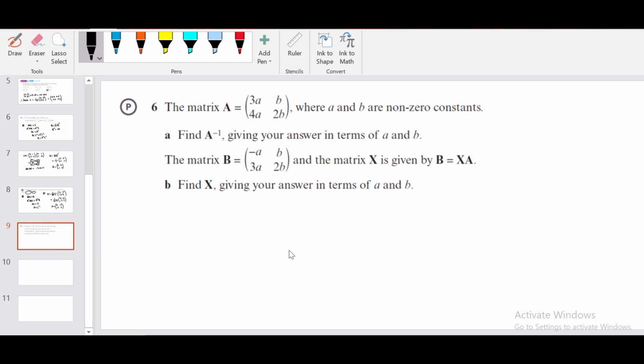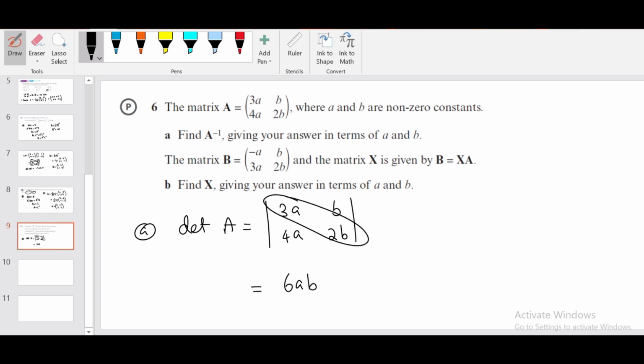Question number 6. You have a matrix A given in terms of small a and b. Find A inverse. So A inverse is equal to, first you can find the determinant value of A, which is 3ab, 4a, 2b. So you will get 6ab when you multiply these two. When you multiply these two, minus 4ab is equal to 2ab.